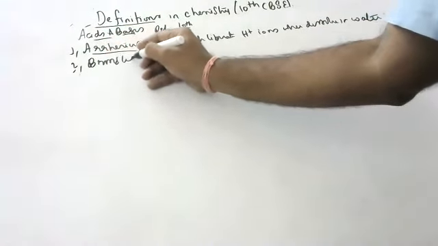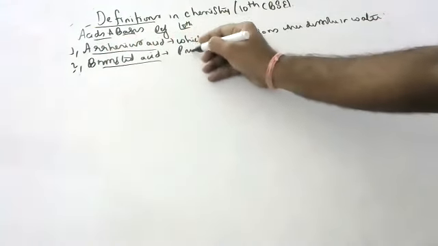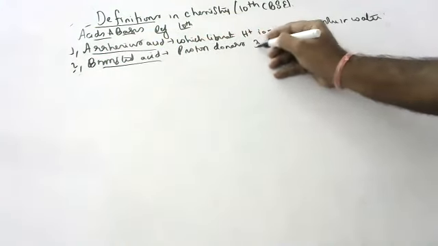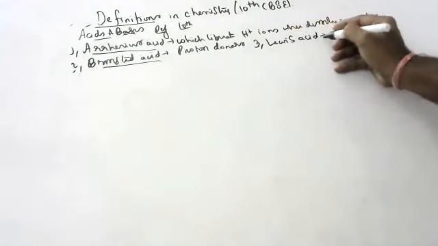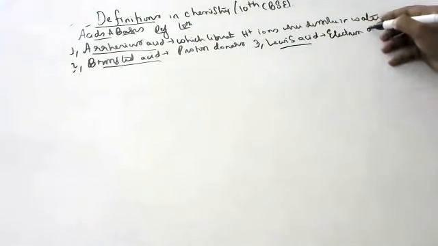Bronsted acid. Proton donors are acids. Very good, fantastic. Proton donors are acids. Lewis acid. Electron acceptors are acids. Very good, very good. Electron acceptors.